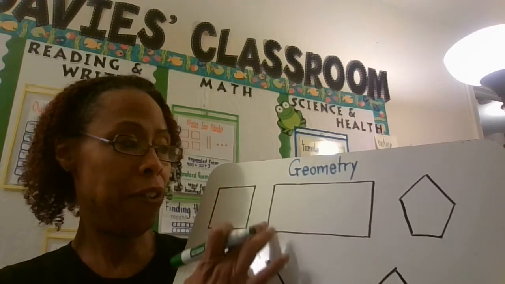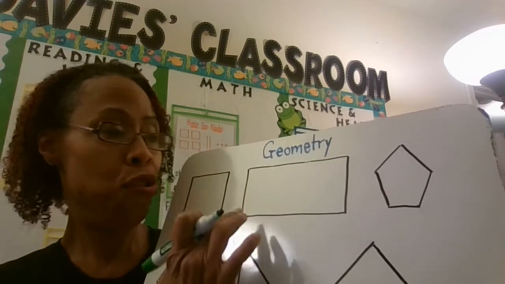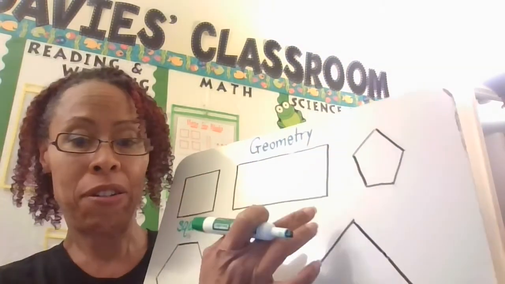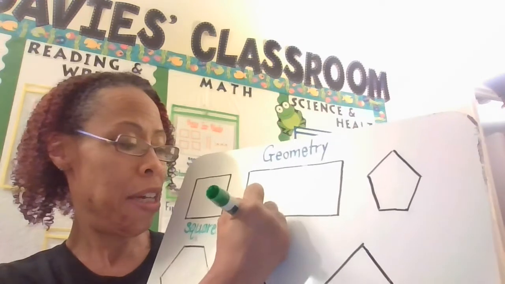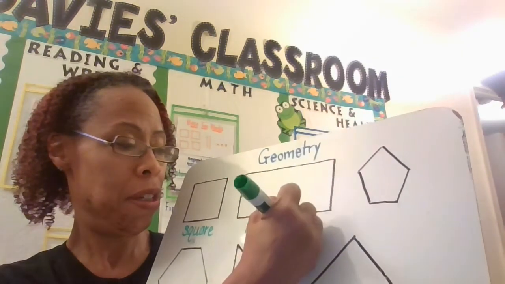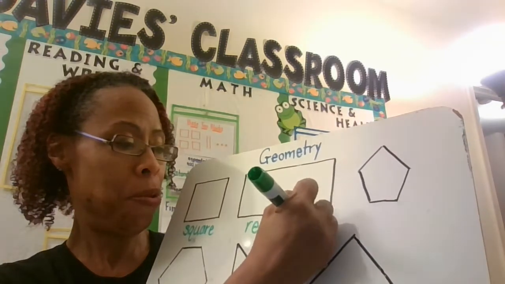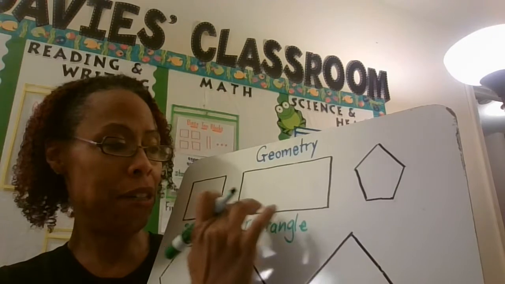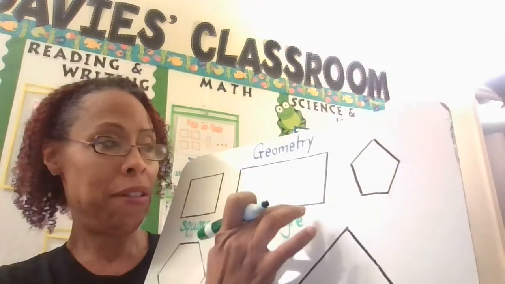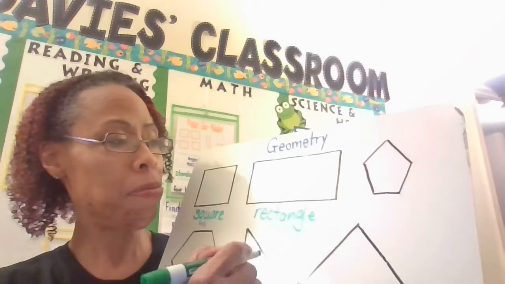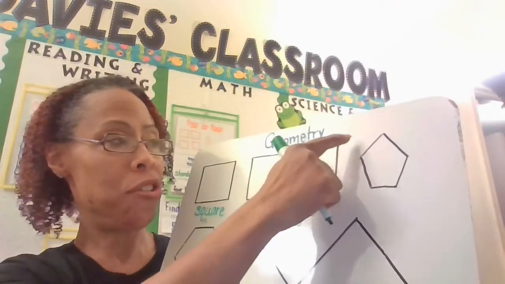And then we have the shape that has two sides that are shorter and two sides that are longer. We're going to call that a rectangle. And just to get even more specific, we're going to say that these are the horizontal sides and these are the vertical sides. Okay. All right, then we have this shape.